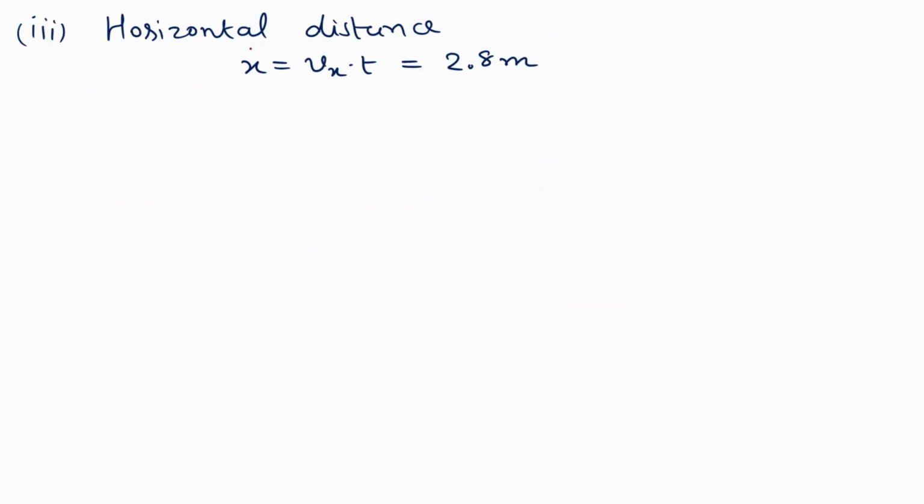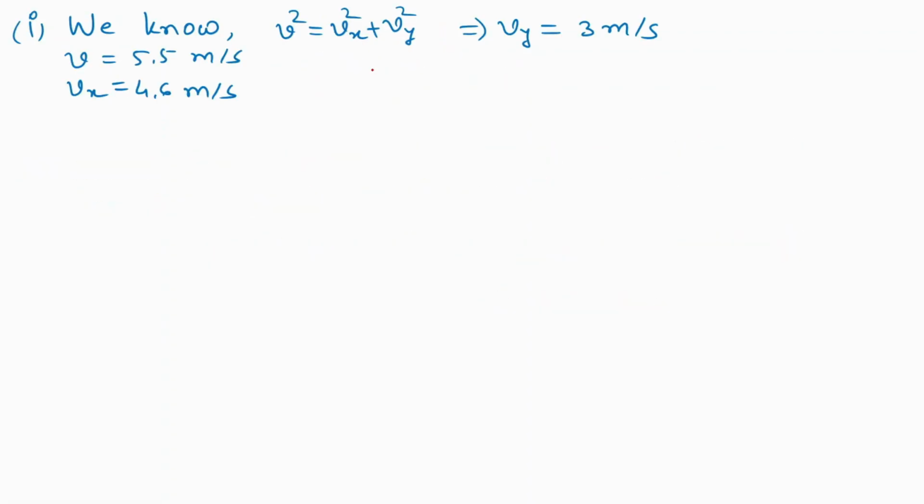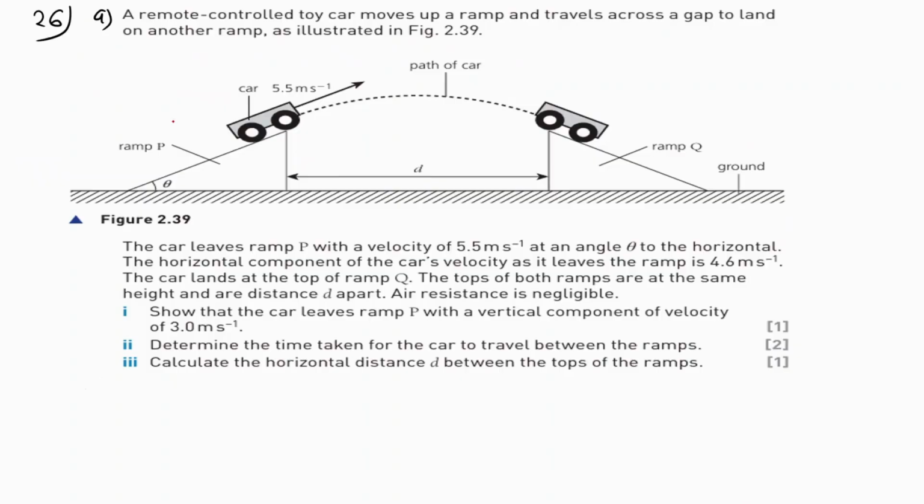Okay. So Vx into t, we know Vx, Vt, it is 2.8 meter. So this is about question number 26.